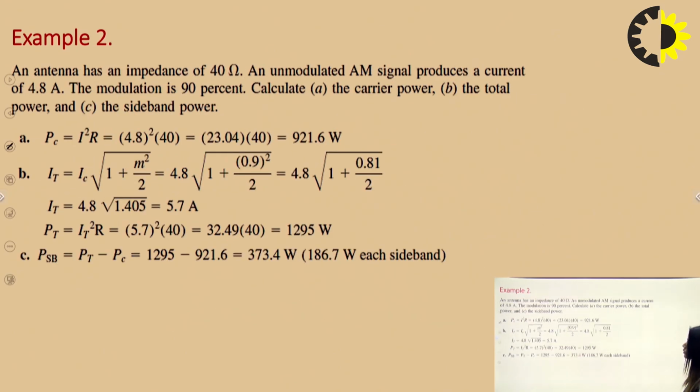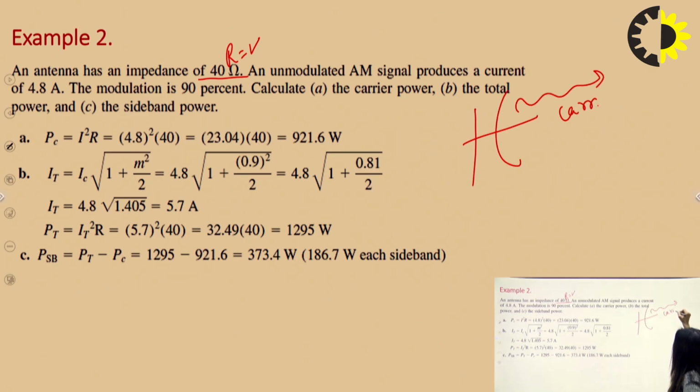Coming to example 2, it is given that the antenna has an impedance R of 40 ohm. An unmodulated AM signal produces a current. That means whenever only the carrier is being transmitted, unmodulated carrier, the modulating signal cannot be transmitted. So it is talking of the antenna current, which is 4.8 ampere.